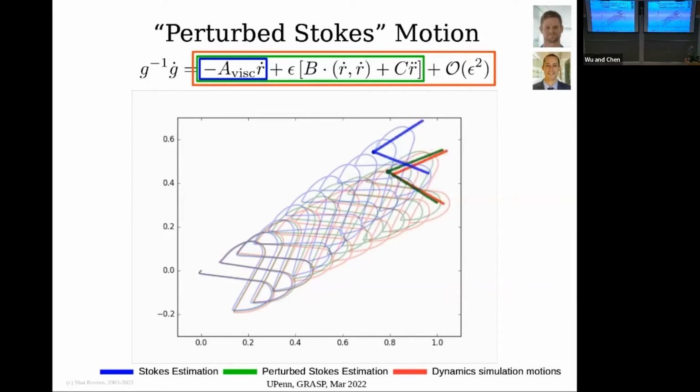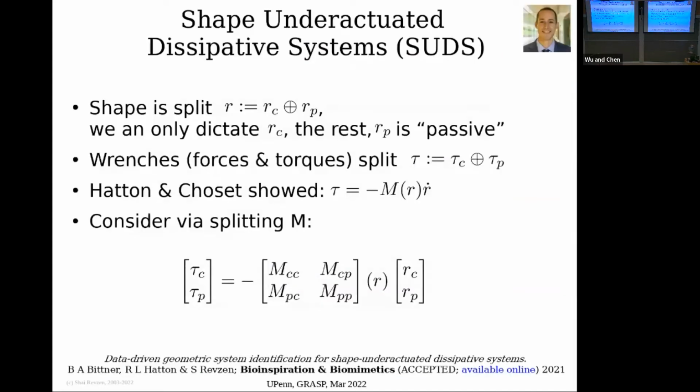But then we observed that this actually also works for soft robots, and here's how. So let's say we split our shape space into two parts. There's a part we can control, and there's a part that's passive. And the passive part is governed by some sort of spring damper behavior from the active part.